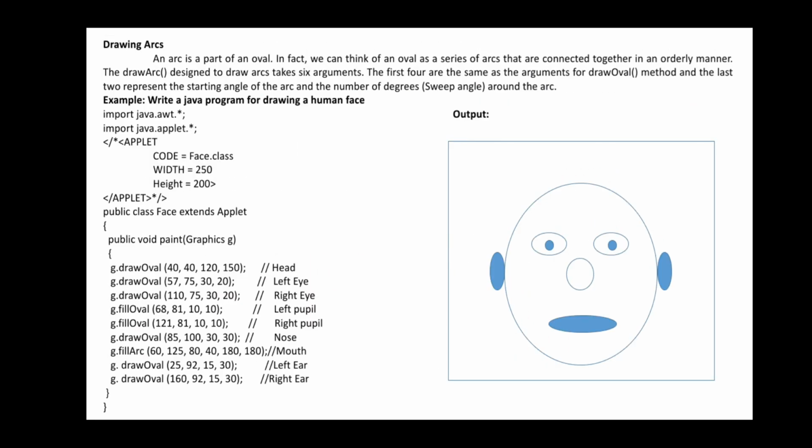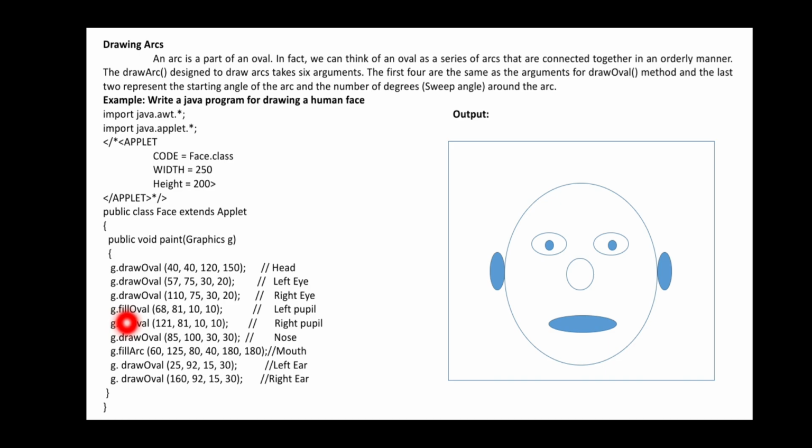Then g dot draw oval. These are the dimensions of x and y of the rectangle, and height and width. You are going to draw a left eye. Only the outer part of the eye you are going to draw here. Then g dot draw oval 110 by 75. So here the dimensions of x and y are the same, as well as height and width will be the same, because it is going to draw a right eye. Only the dimension x you are going to change here. It is going to start from the next position.